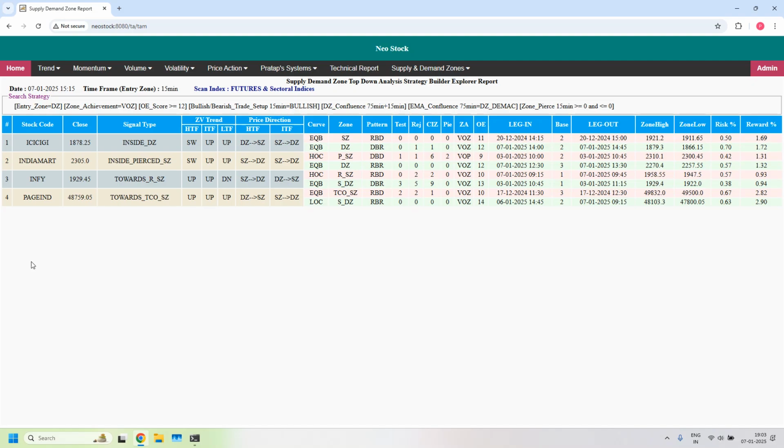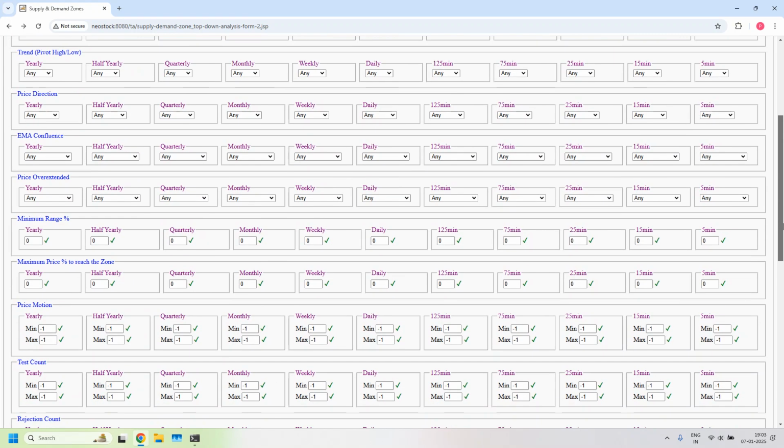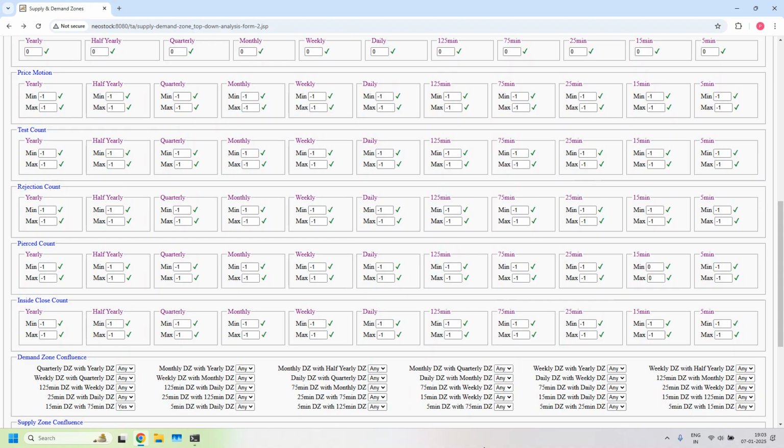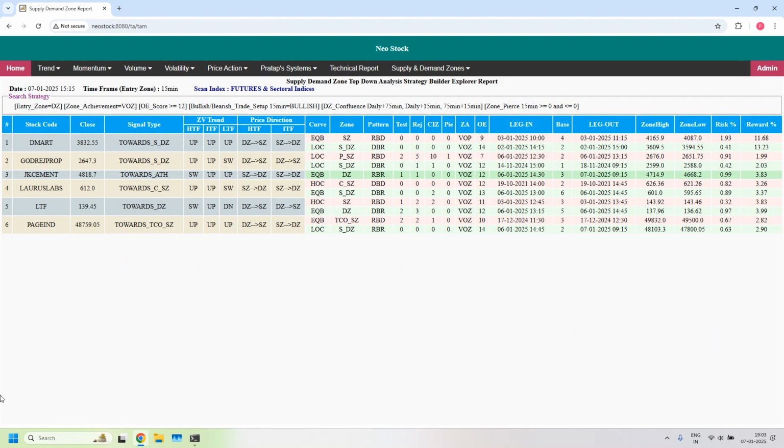Okay, next, LTF, ITF, HTF demand zone confluence, let us filter. Removing the EMA filter. In the demand zone confluence, we should set 3 filters. First filter is already enabled, 15 minutes with 75 minutes zone confluence. Next, 15 minutes demand zone with daily demand zone confluence. 75 minutes demand zone with daily demand zone confluence. With all the 3 filters, LTF, ITF, HTF zone confluence, we got 6 stocks.